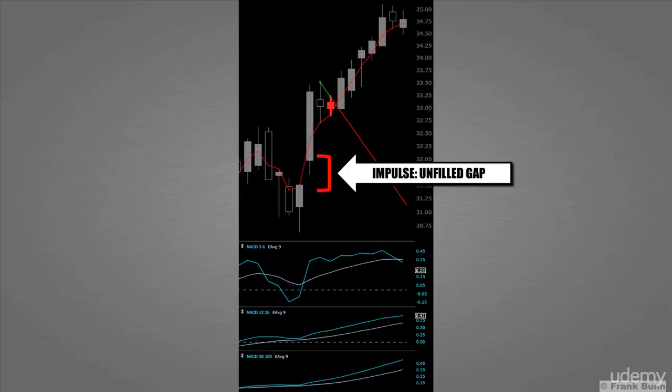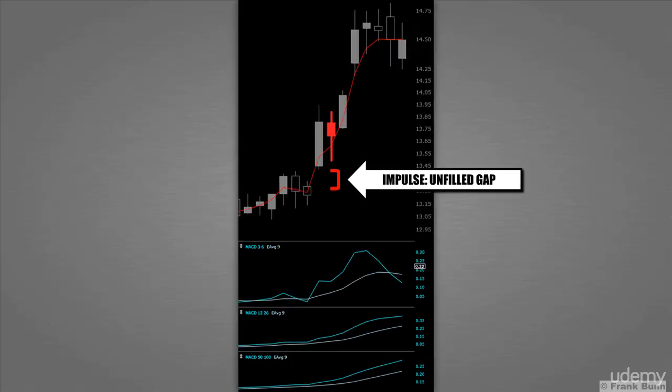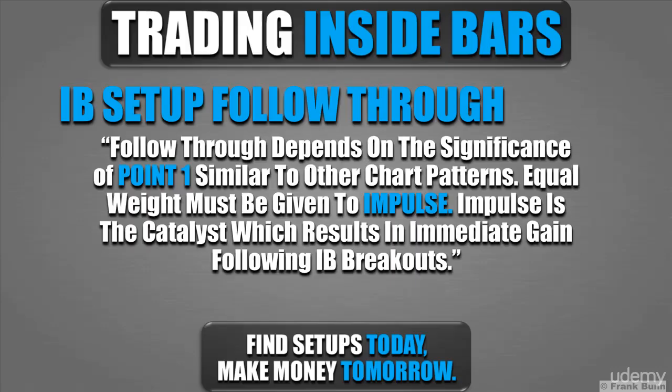Here's an example of an unfilled gap which precedes the point 1 bar evolution. In this case, the low of the interval must be higher than the high of the previous interval. This creates the unfilled gap chart phenomenon. Here's another example of an unfilled gap.